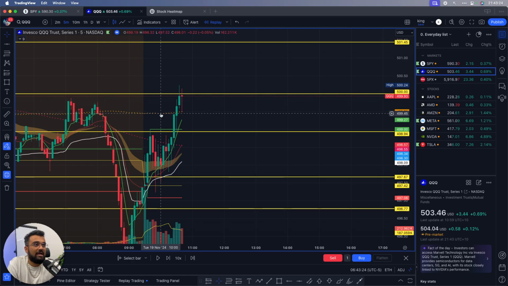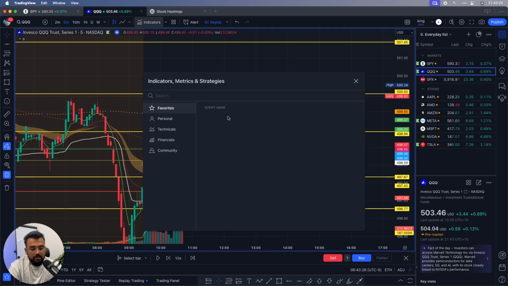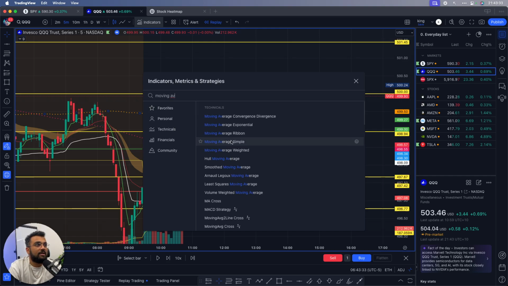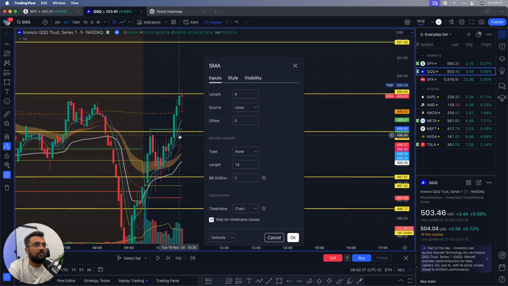Now the confluence here, what I was watching was the 200 simple moving average, sitting right here. This is the 200 SMA. Now, how to set it up on your charts? Literally go on your indicators, type moving average. It will say moving average simple right here, and click on that. This blue line will pop up, and then you change the settings to 200. Don't change anything else. Just change it to 200.